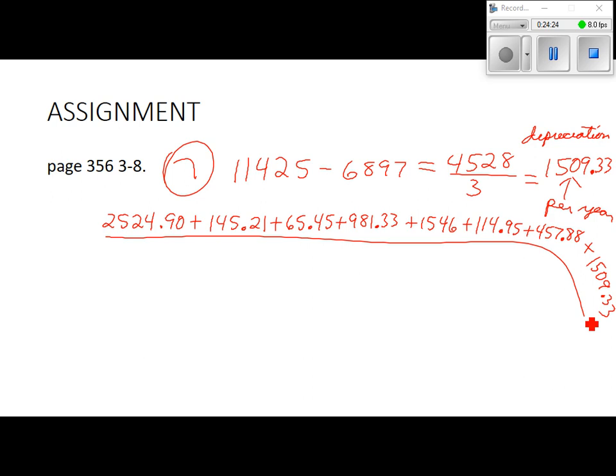Anybody get an answer yet? 7,345.05. That's what I got. That's also what I got. So that's what we're going with? Yeah. And we're gonna take that, and now keep reading, what's the next part?